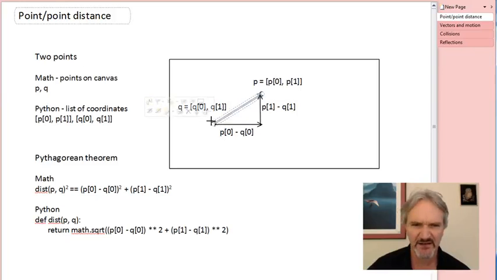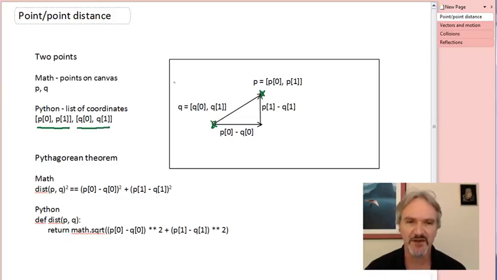So here in my little diagram, there's one point, there's a second point, P and Q. And in Python, we're going to store this as a list with 2 entries. The first component will be the horizontal position of the point. The second component will be the vertical position of the point. Here's Q, again, a list with 2 entries. And what we'd like to compute is this distance right here.